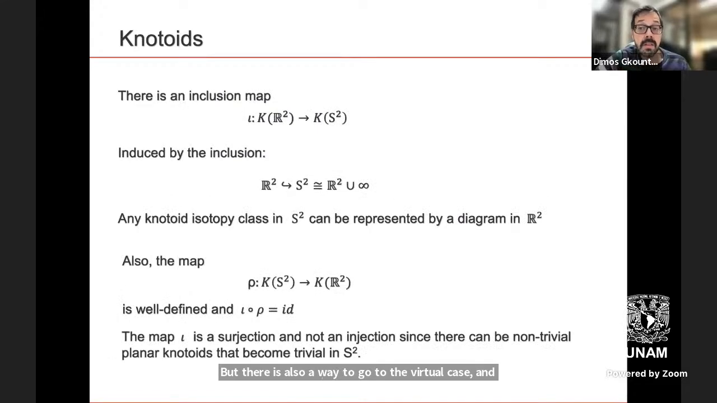Now, there is an inclusion map from the set of knotoids on the plane to the set of knotoids on the sphere, which is of course induced by the inclusion of the plane into the sphere if we consider the sphere as a compactification of the plane. And any knotoid isotopy class in the sphere can be represented that way by a knotoid diagram on the plane. So in short, what this sentence says is that if we work with knotoids on the sphere, we can just as well draw a knotoid on the plane and work with that.